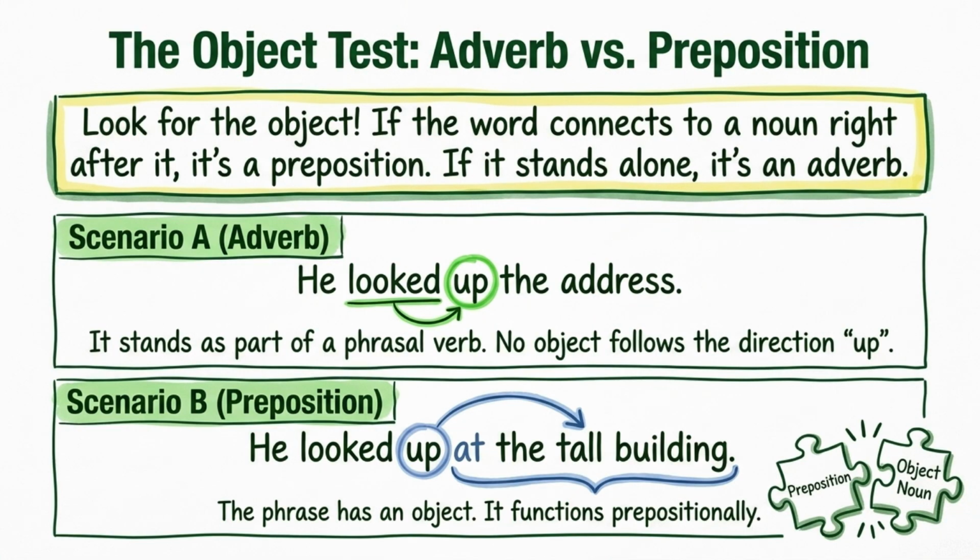The object test: adverb versus preposition. Small words like up can be either an adverb or a preposition, and the object test tells you which. If the word connects to a noun right after it, it's a preposition. If it stands alone, it's an adverb. He looked up the address. No object follows up, so it's part of a phrasal verb. He looked up at the tall building. Now up leads into an object, so it's prepositional.